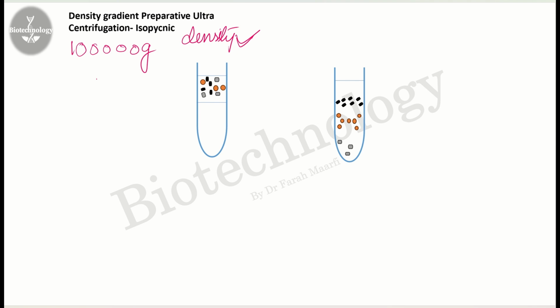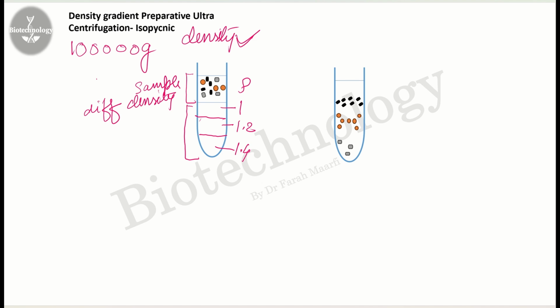Suppose this is a tube and these are the samples of different density but of the same size. Okay? Here the density is different for these samples. And here at the bottom, the gradient mediums are divided into different layers. These are the different layers of the gradient. Suppose here the density of the medium is 1.4, here the density of the medium is 1.2, and here the density of the medium is 1. So at the bottom of the tube the density is greater, and at the top of the tube the density is lesser, right?